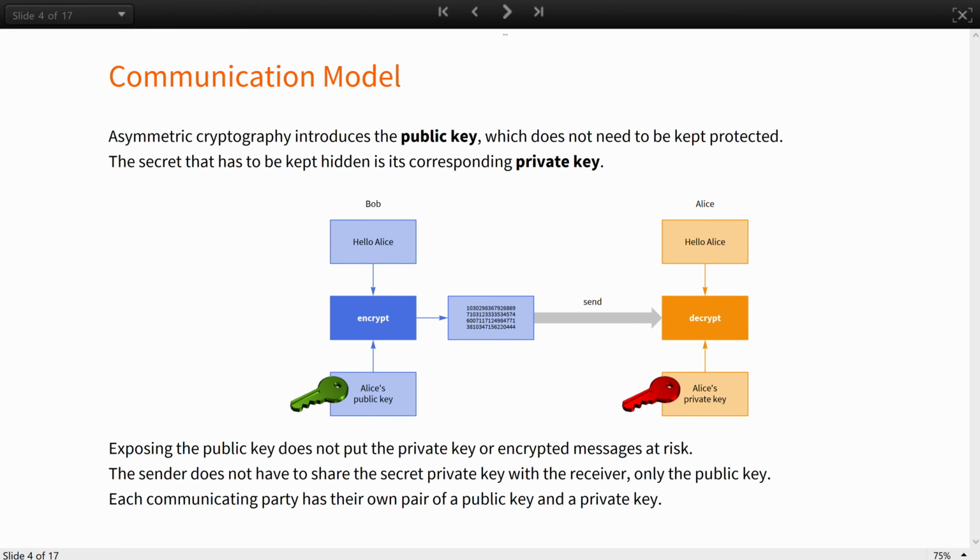As opposed to symmetric algorithms, the sender does not have to share the secret private key with the receiver, only the public key. Each communicating party has their own pair of a public key shared with others and a private key kept secret. You may also imagine public key encryption as a locked mailbox outside your house. Anyone who has your address can mail you a letter, but only you, with the private key in your pocket, can open the box and collect the envelopes.